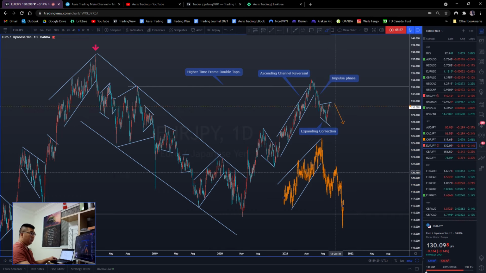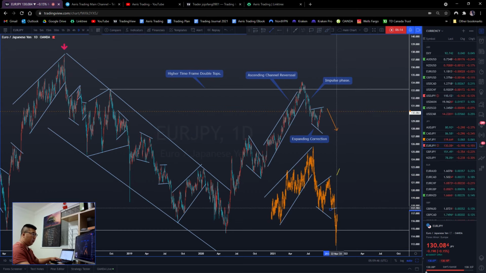We have the same impulsive move. And then currently price is forming into this expanding structure. And if we look at the past, we also formed into an expanding structure. And what happens after the expanding structure completes? We see that really strong impulsive move. And somewhere in the middle, there was another correction here as well.